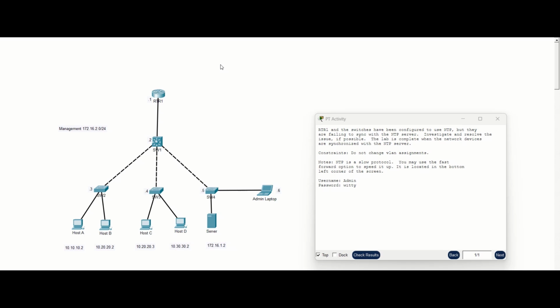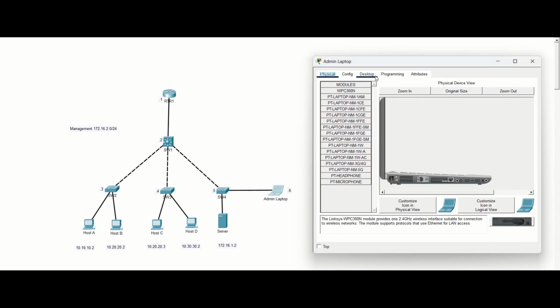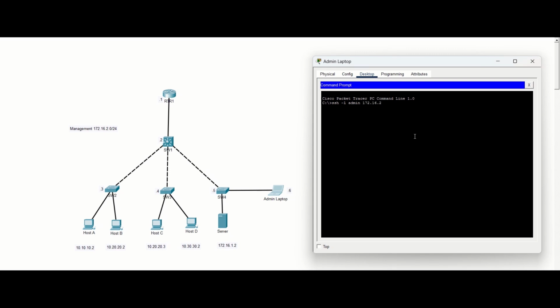Router 1 and the switches have been configured to use NTP, but they are failing to sync with the NTP server. Investigate and resolve the issue if possible. The lab is complete when the network devices are synchronized with the NTP server. With switch 4 being the closest, we start there.